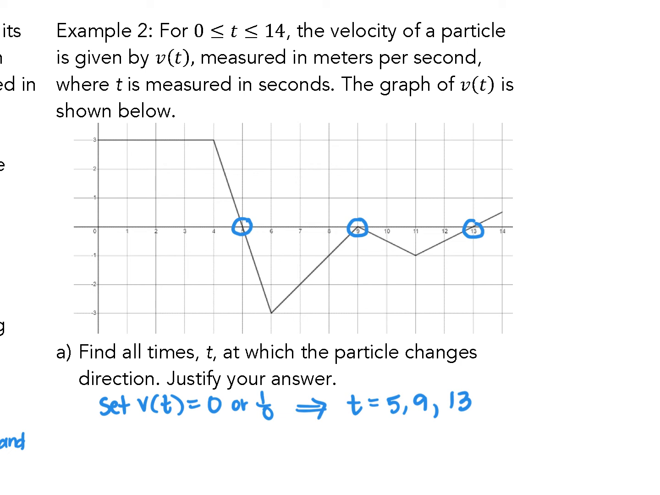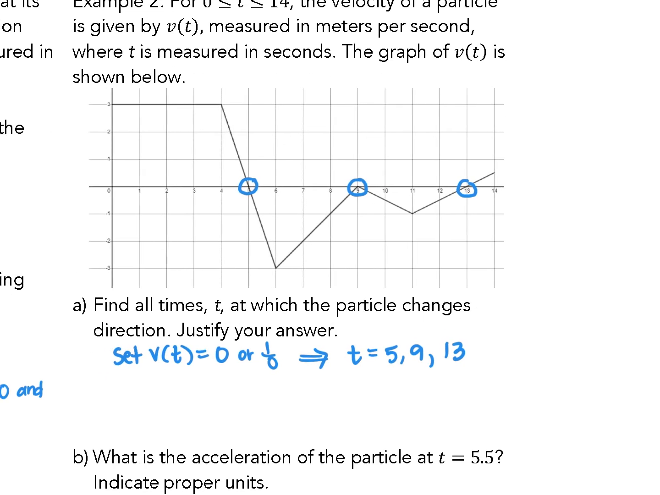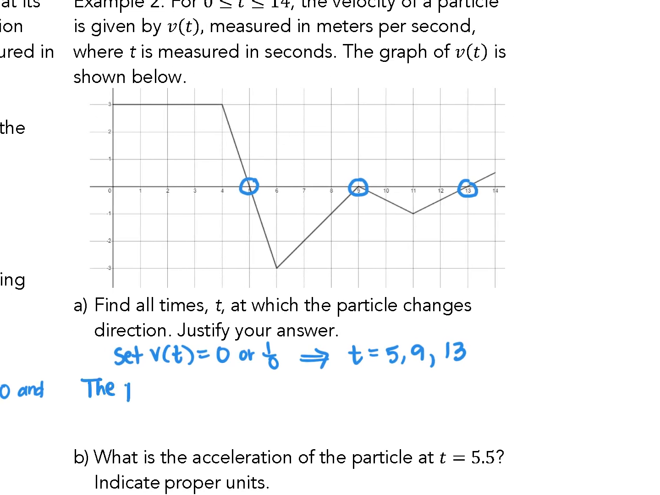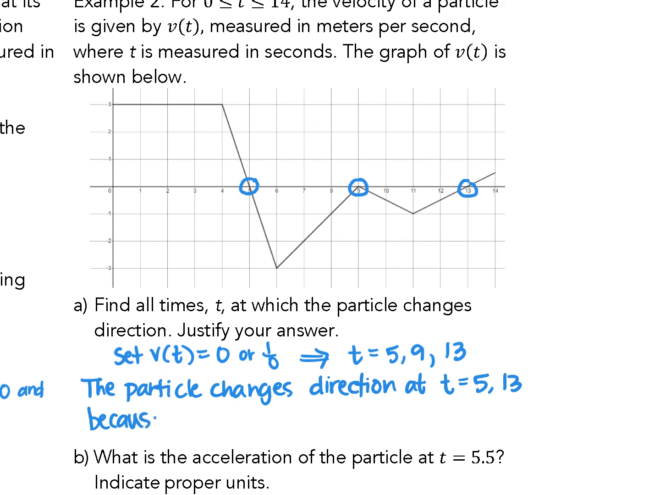But it's not going to change direction at time 9 because the velocity is not changing value. The sign of the velocity is staying the same. So the particle will change direction twice. And it changes direction at 5 and 13. And then because v of t equals 0 and is changing sign.